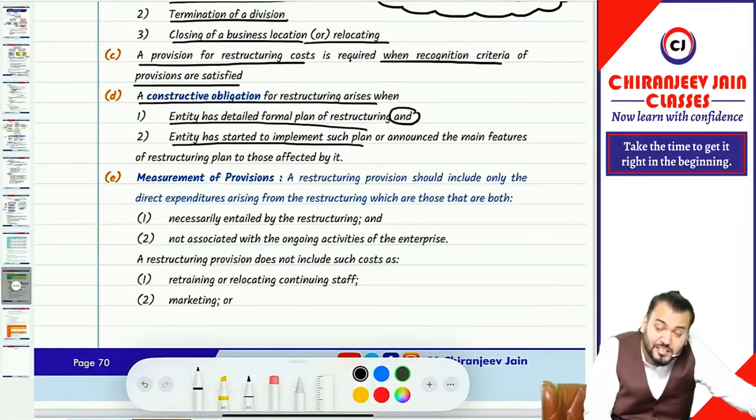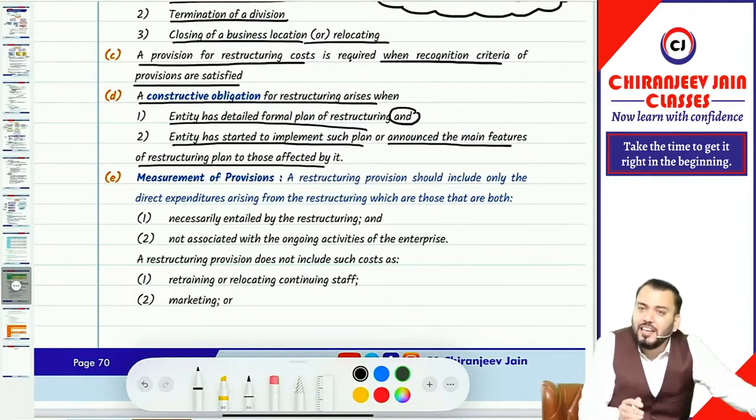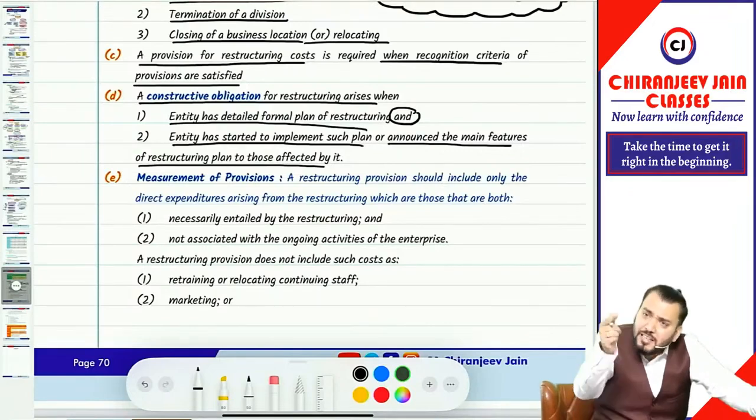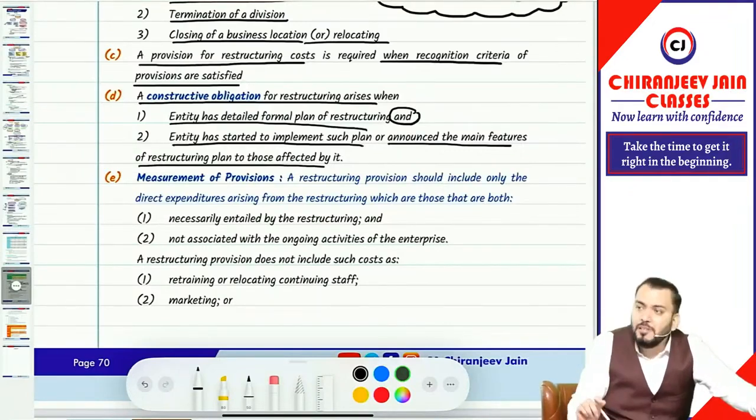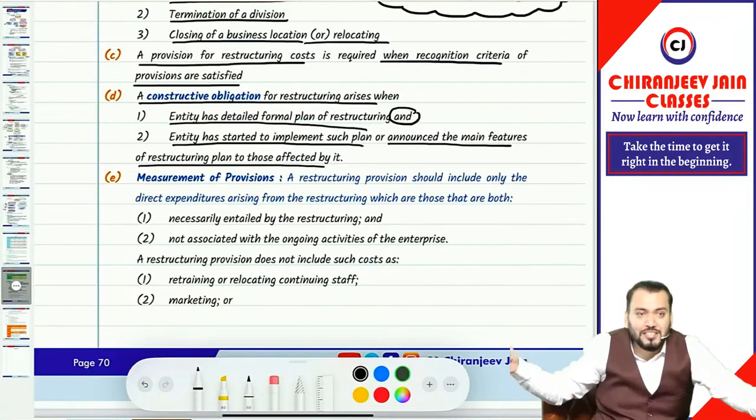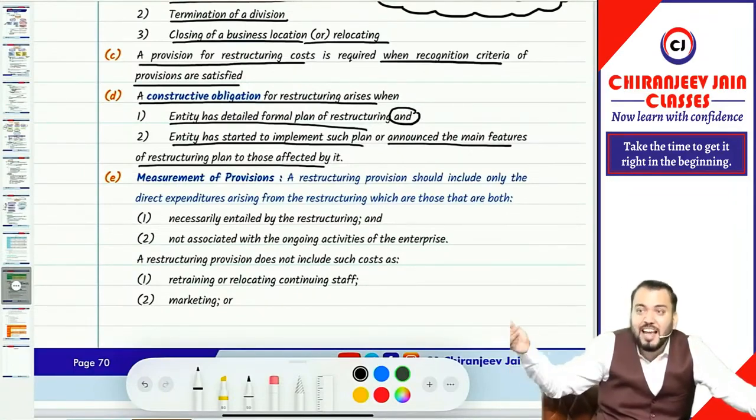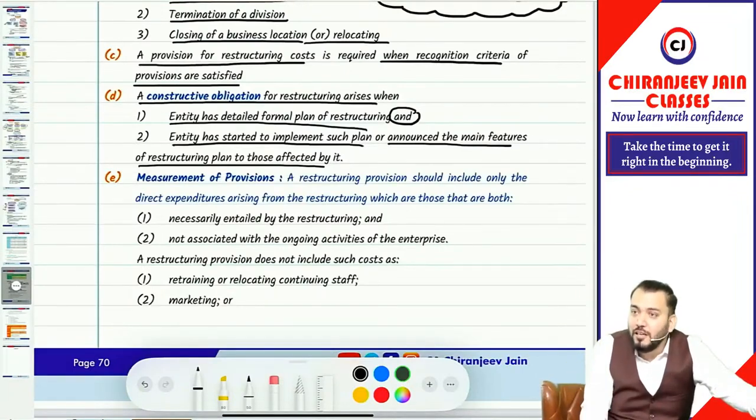The entity has started to implement such plan or announced the main features of the restructuring plan to those affected by it. If I am doing an announcement, it means we are committed. Once I propose to one girl and she accepts, I will announce on Facebook from single to mingle. In your Facebook it is single or mingle? Single only.